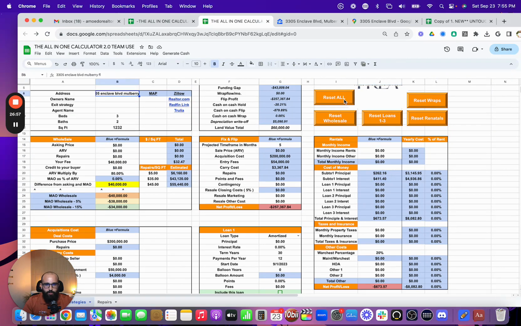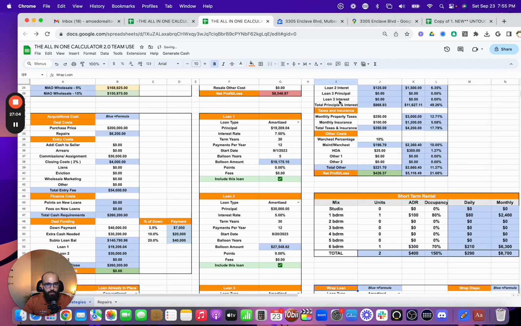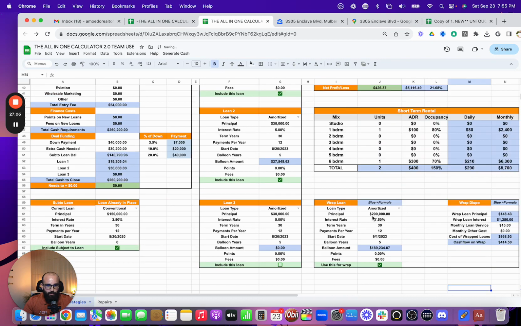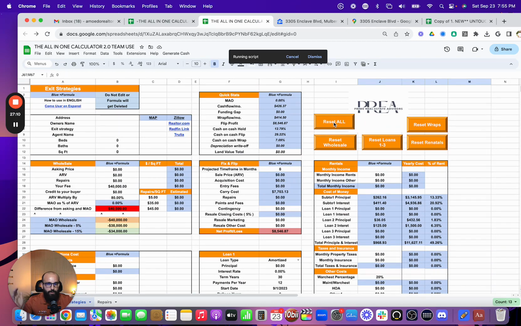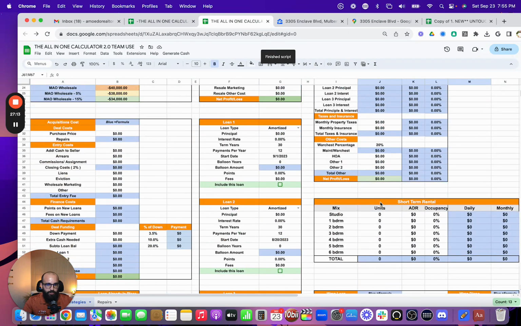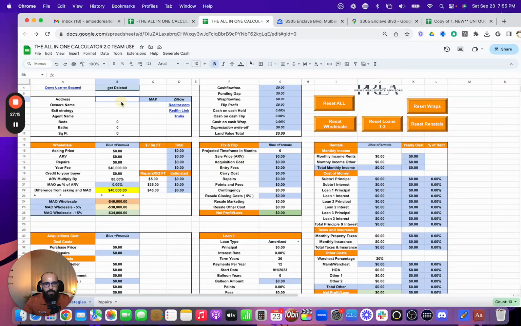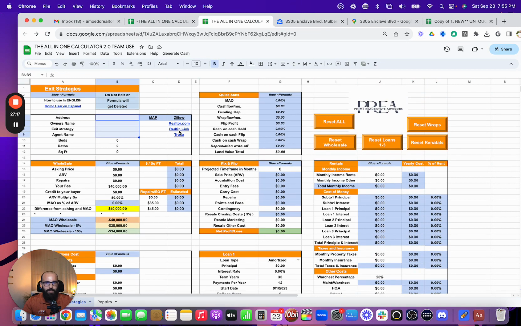So we're just going to click on reset all. Now, I just went button by button to show you guys that they all absolutely work. But if we go all the way back to where we were, where we even have the wraps, and we just click on reset all, it will erase the entire spreadsheet and take absolutely everything back to zero, including the address and everything. So again, I truly hope that you guys enjoy the spreadsheet.